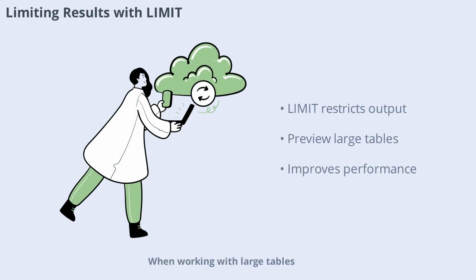When working with large tables, you might want to see only a portion of the results. The LIMIT clause helps you do just that. For example, SELECT * FROM customers LIMIT 10 will show only the first 10 records. This is especially useful for previewing data or when you only need a sample for analysis. Remember, LIMIT can make your queries faster and more manageable.